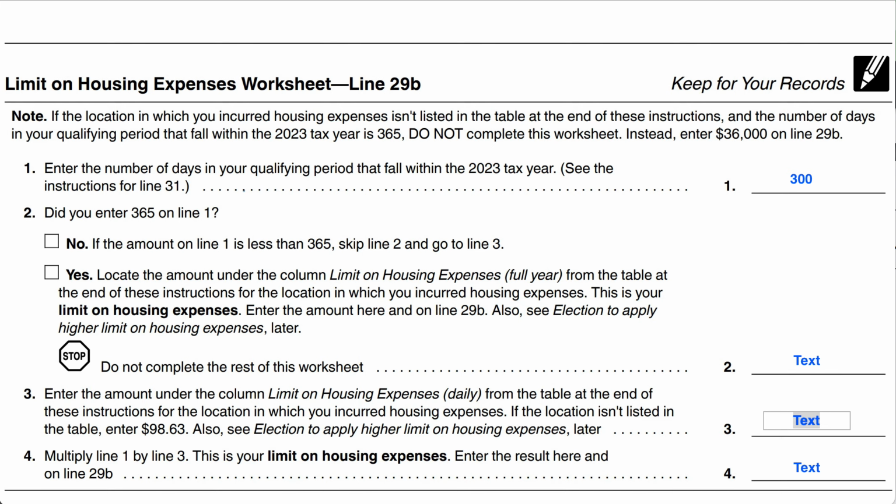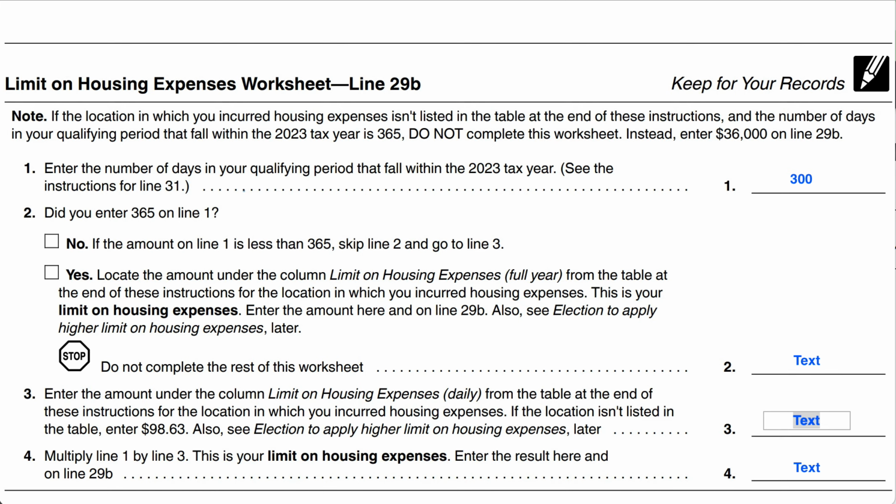Going over IRS Form 2555, Foreign Earned Income, specifically the Limit on Housing Expenses worksheet on line 29B. If you're at line 29B, this is a key part of the calculation so that you can determine how much of your housing expenses you can exclude from income. You can either take a deduction or you can take an exclusion.